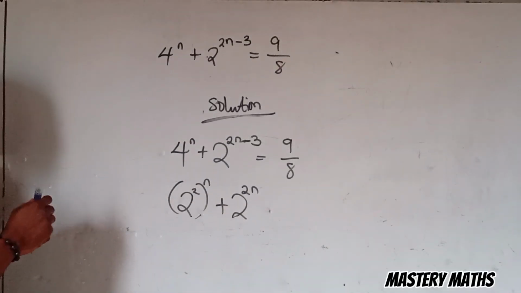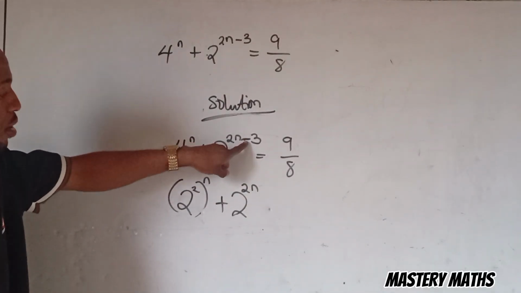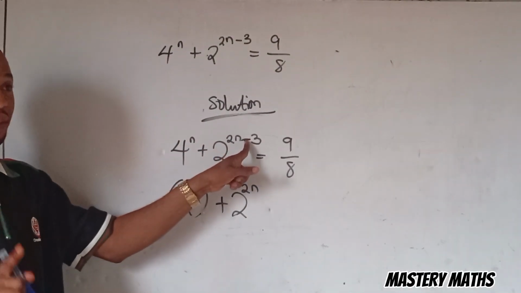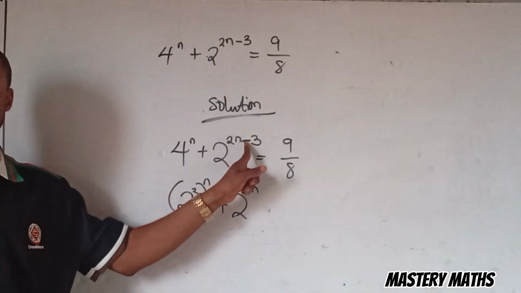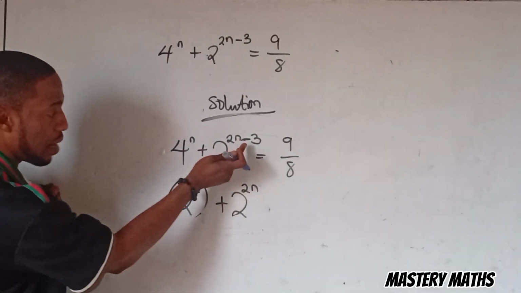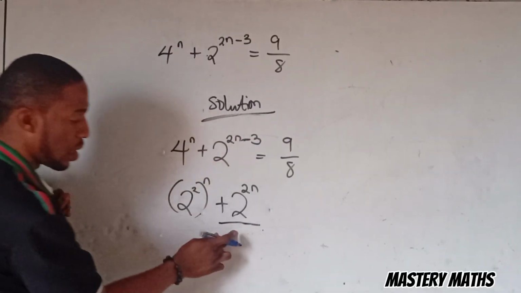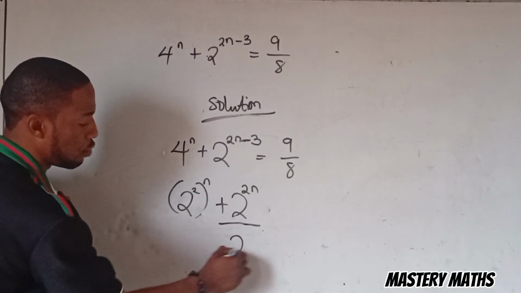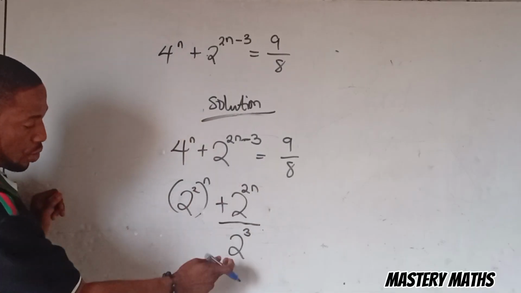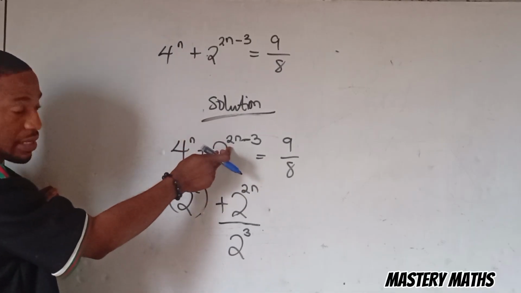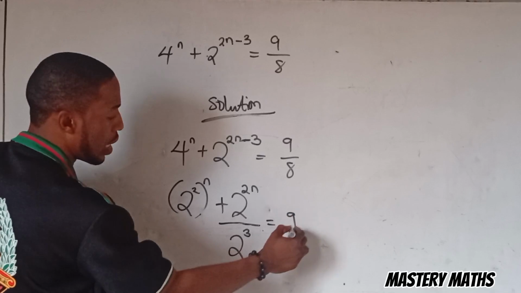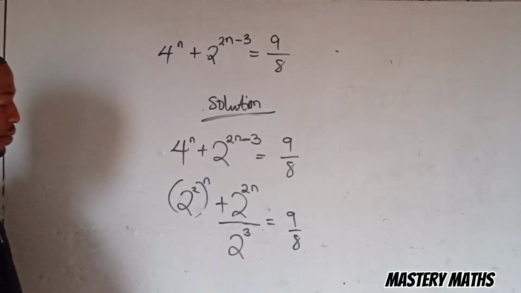Now, if you watch, according to the law of indices, subtraction sign becomes division sign. Subtraction sign changes to division sign. So this minus you're seeing here becomes a divide. Then you have 2 raised to the power of 3. This thing you're seeing here is the same thing as this. Then you have equal to 9 over 8.